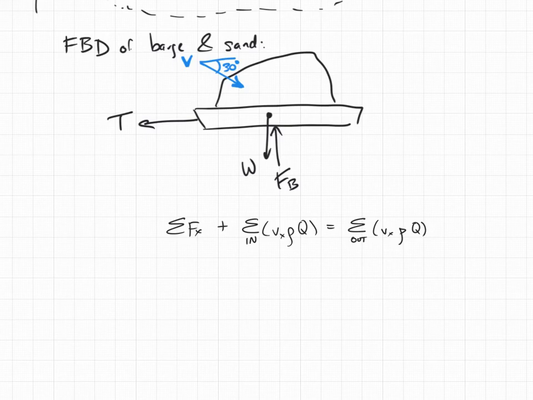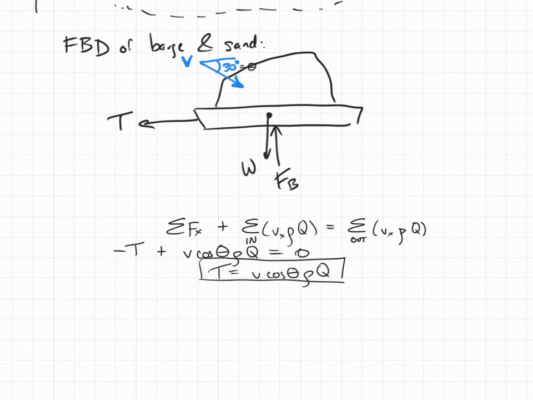All right, let's see here. The sum of the forces in the x direction, we've got a negative tension. We don't have any other forces in the x direction, do we? No, we have no other forces. We have a momentum flux coming in, though. So that's going to be V times cosine 30, because we need to make sure, let's just call that theta for now, cosine theta, rho Q. And we don't have anything leaving this system, so that's going to be 0. So in other words, tension equals V cosine theta rho Q. Boom. Super easy, right?